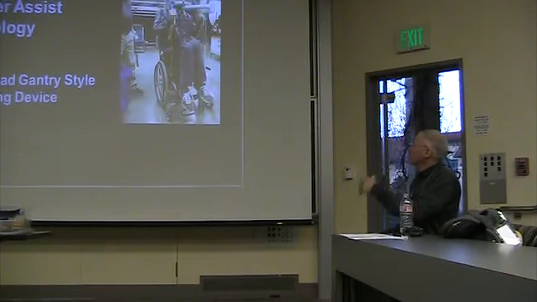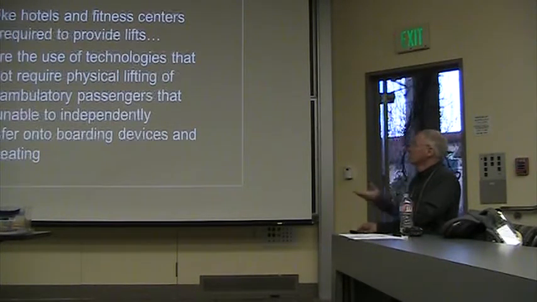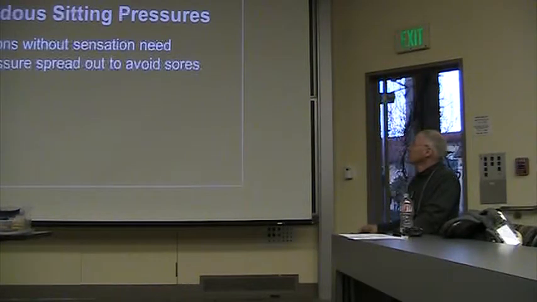This is a miniature overhead gantry. It can actually roll down the aisle and then roll sideways over the aircraft seat. The frame adjusts to the length of the seat, roll the person over sideways, and set them down in the aircraft seat. So this is the kind of technology that's coming along.